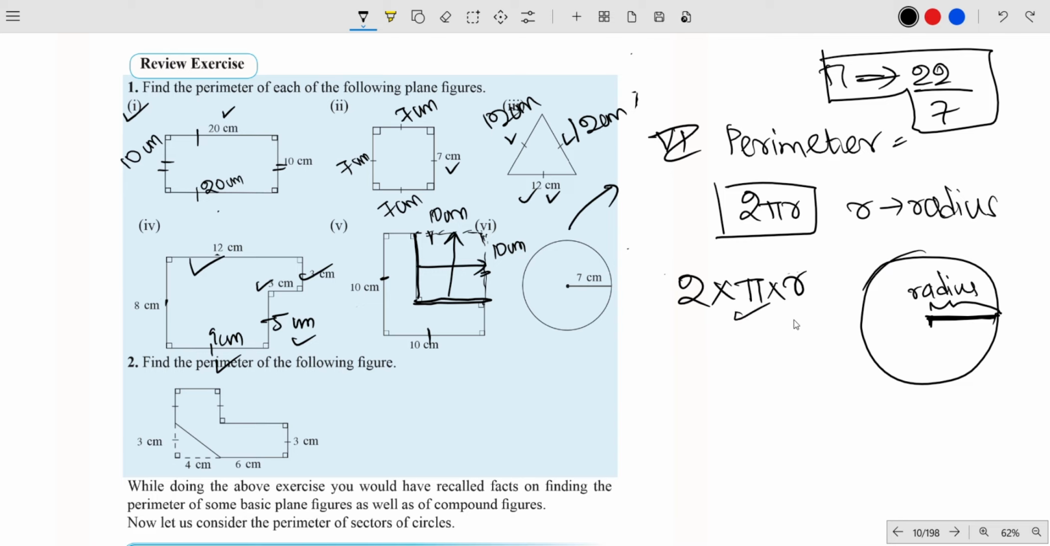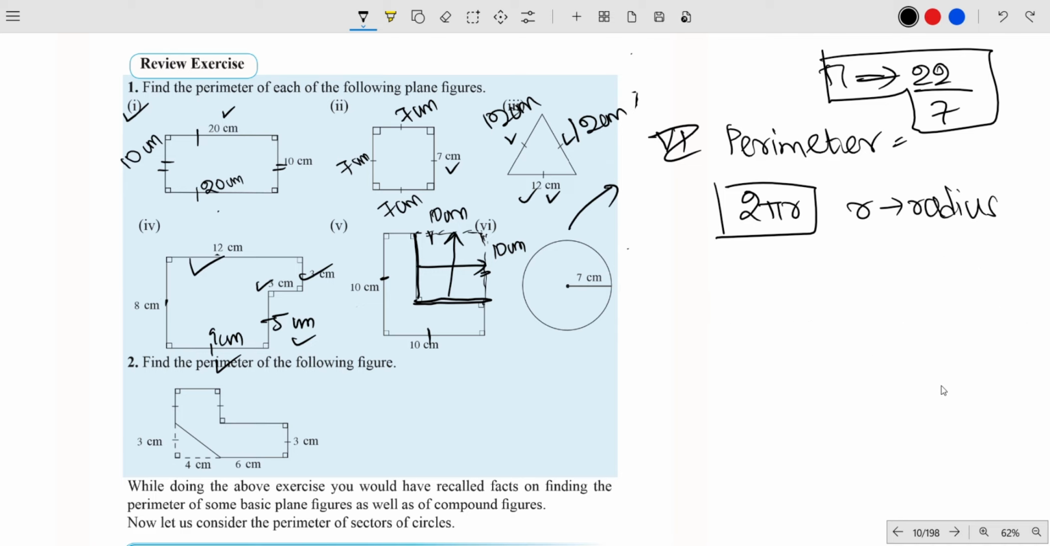We use pi and r, and pi is a constant, so that one won't change. The r will vary, and according to that, the perimeter will change. So we are going to find the circumference of the circle. It will be equal to the perimeter. For this question, r is equal to 7 centimeters. So 2 into pi, which is 22 over 7, into 7 centimeters.